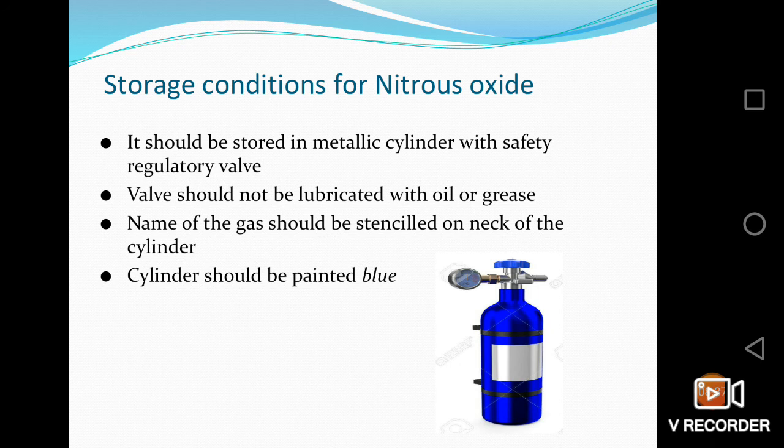Now, the storage condition for nitrous oxide. Nitrous oxide should be stored in a metallic cylinder with a safety regulatory valve. Again, the valve should not be lubricated with oil or grease. The name of the gas should be stenciled on the neck of the cylinder. The cylinder should be painted blue, as you can observe in the image.